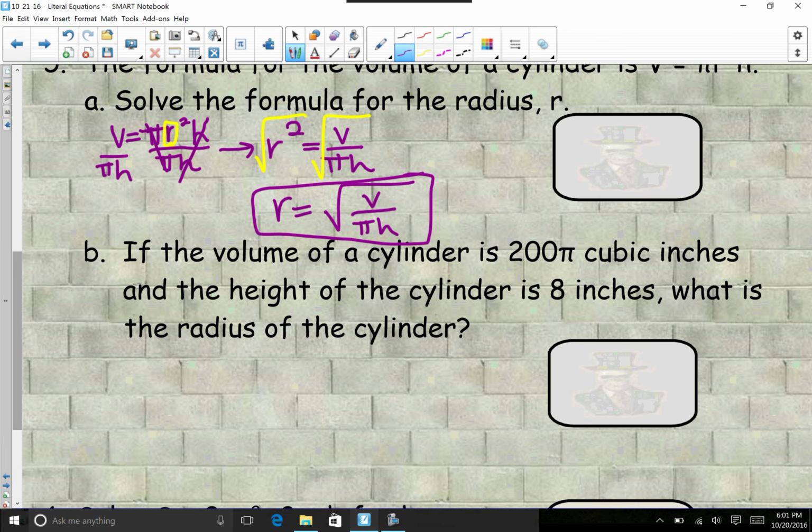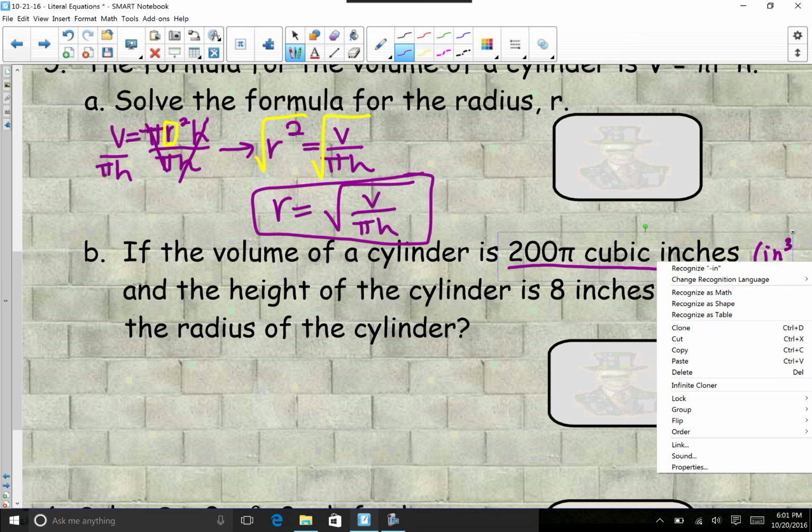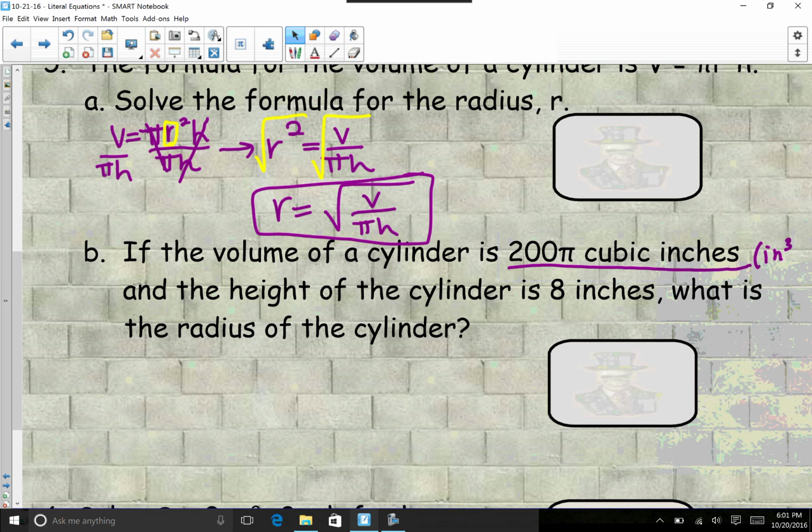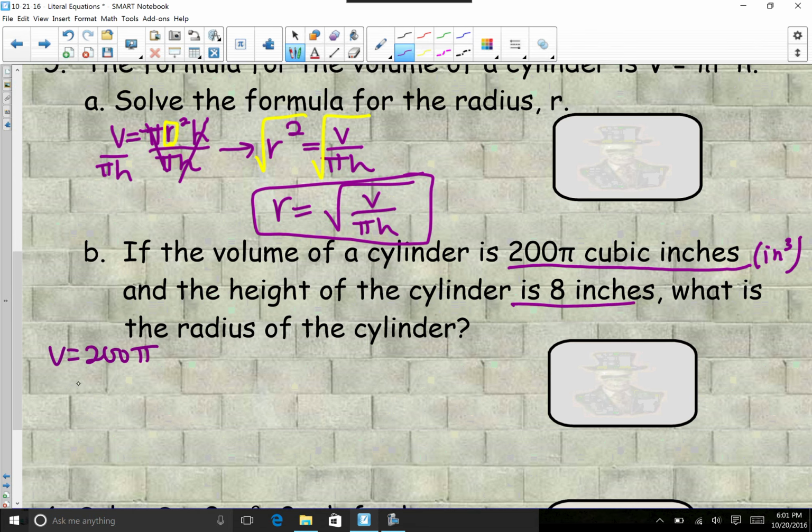So part B says if the volume is 200 pi cubic inches, inches cubed, and the height is 8 inches, what is the radius? This is saying V is 200 pi inches cubed and h is 8 inches. So I'm just plugging in. r equals the square root of my volume, 200 pi inches cubed, divided by 8 inches.